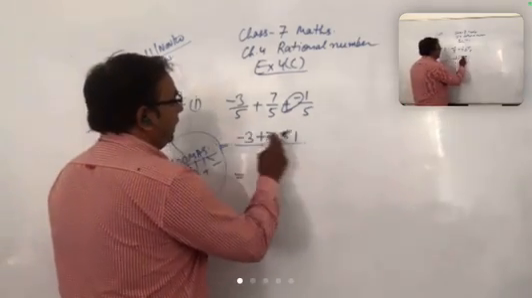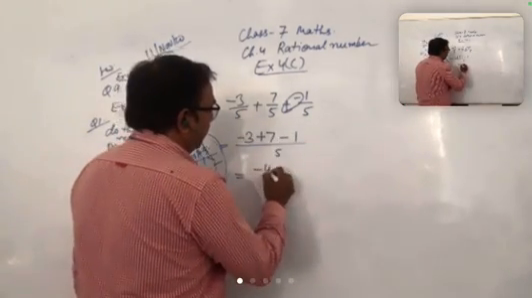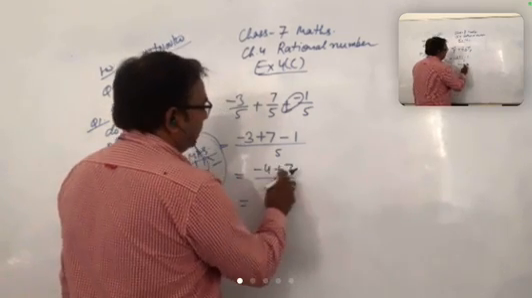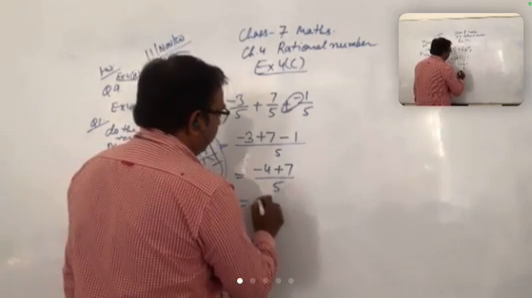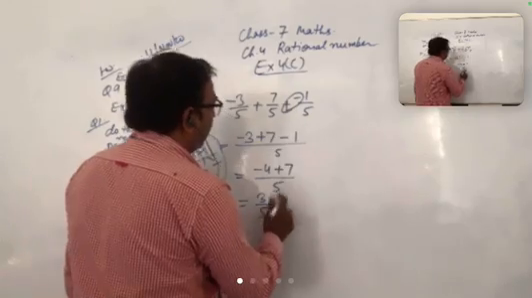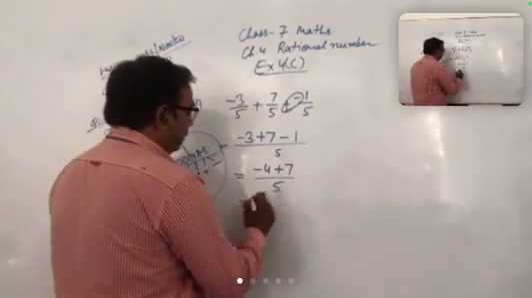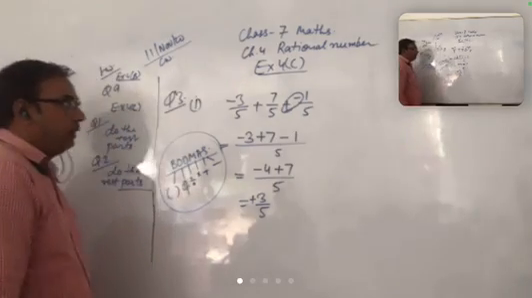So minus 3 and minus 1 will become minus 4, plus 7 upon 5. Now minus plus is minus, so it will be 3 upon 5. Now check the bigger number. The bigger number is 7, so your answer is plus 3 upon 5. Is it clear?